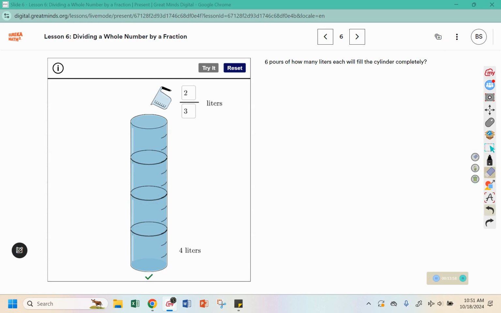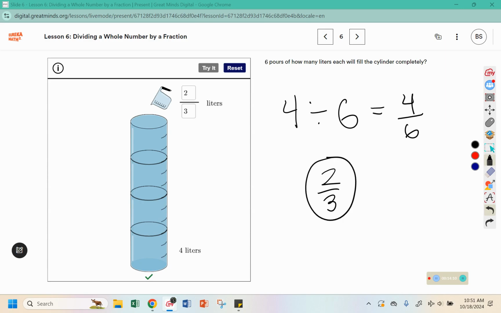We want the 4 liters to be split into 6 pours. 4 divided by 6 is just 4/6, or we could reduce that and get 2/3. So we can take the amount of liters and divide by how many pours there are to figure out how large each pour needs to be.